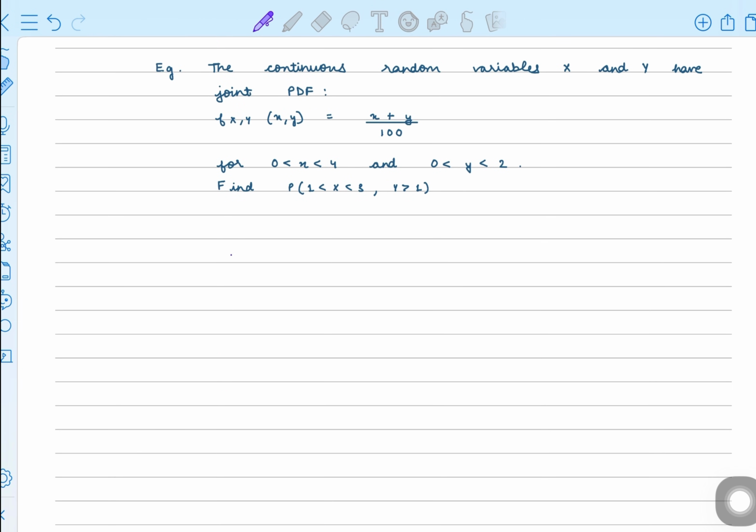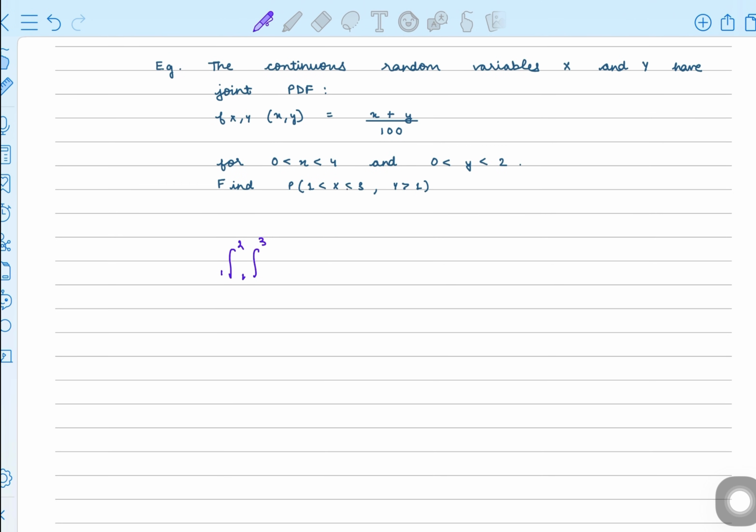We start by integrating over the range of y and then over the range of x. The range of y here is from 1 to 2 since we are to solve for y greater than 1 and the maximum value of y goes up to 2. So that's y from 1 to 2. Similarly, for x, we are to find between 1 and 3. We then insert our joint PDF.